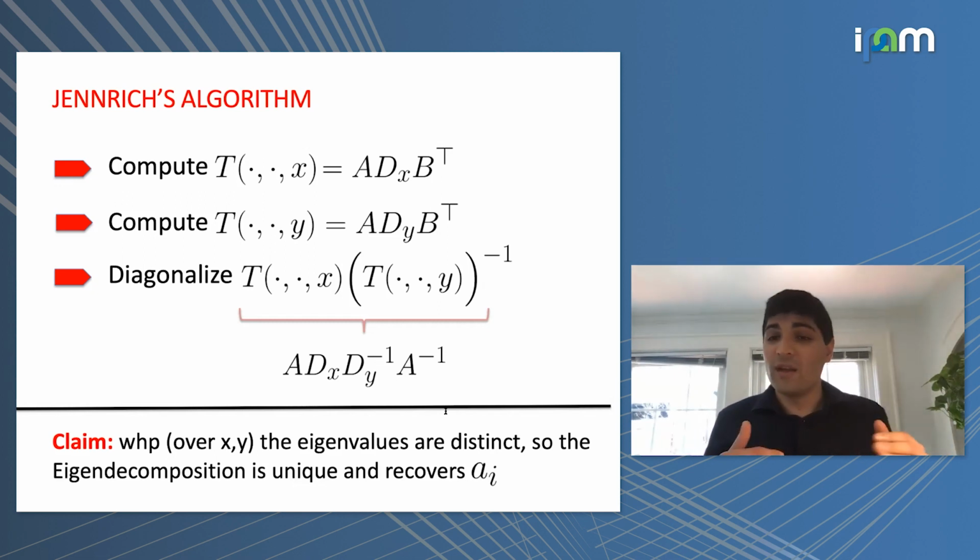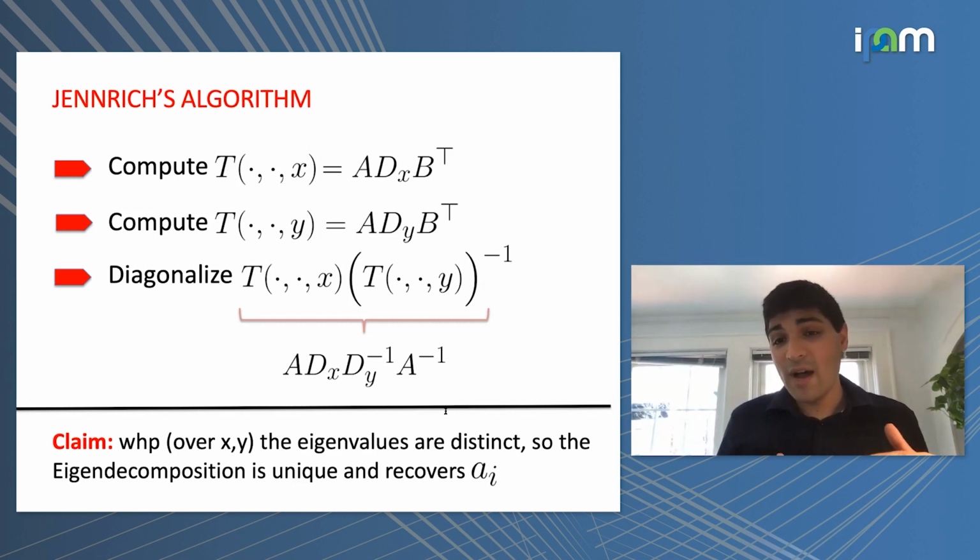So remember that as long as the c sub i factors have the property that no two are scalar multiples of each other, you can check that almost surely all the entries in this diagonal matrix, D_x D_y inverse, will all be distinct. So now we're great.